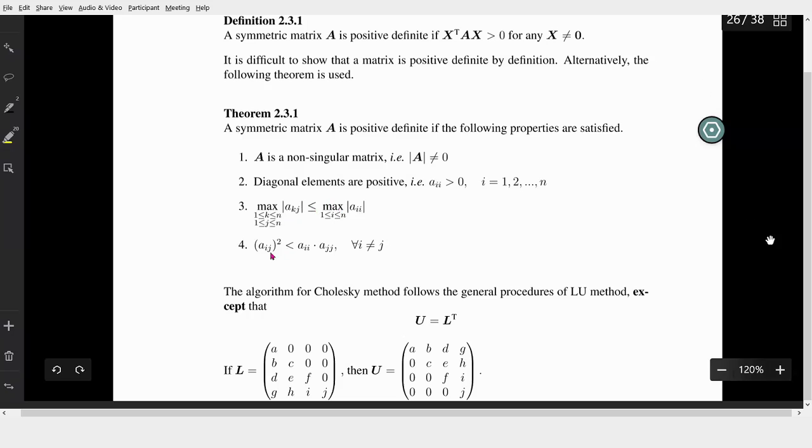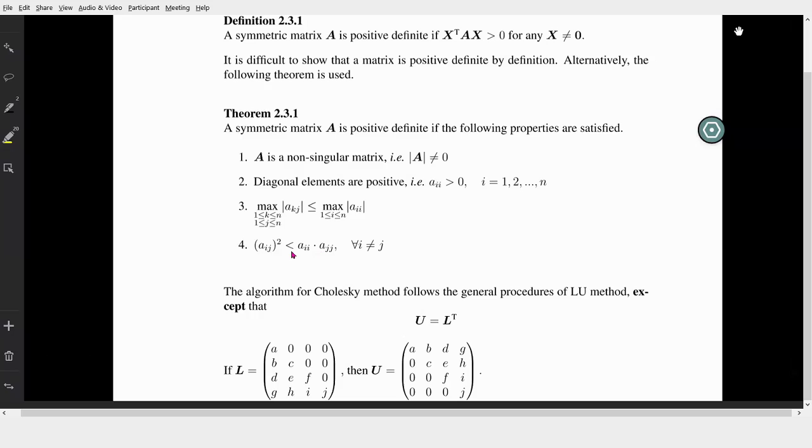Alright. Number 4, AIJ square must be less than AII times AJJ. I cannot be J. When I is J, it means it is an element of the diagonal. So we don't test the elements of the diagonal, we test the elements other than the diagonal. For every element in your matrix A, except the diagonal, you need to check whether AIJ square satisfies this equation. For example, for element A12, you need to check whether A12 square is less than A11 times A22.